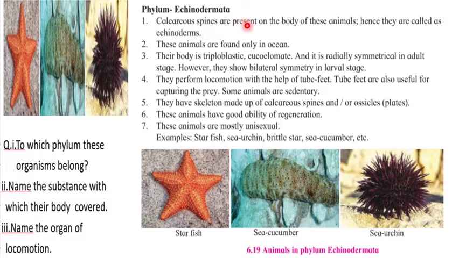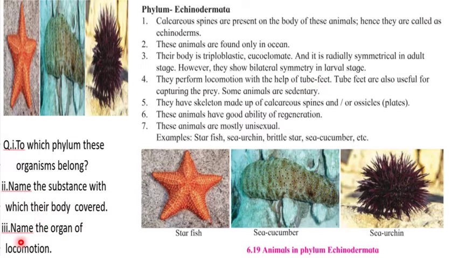Calcareous spines are present on their body. So these animals are called Echinodermata. This is the most important characteristic. They are mostly found in the ocean. Their body is triploblastic and eucoelomate, and it is radially symmetrical in the adult stage. That is important, in the adult stage. However, they show bilateral symmetry in the larval stage. They perform locomotion with the help of tube feet.